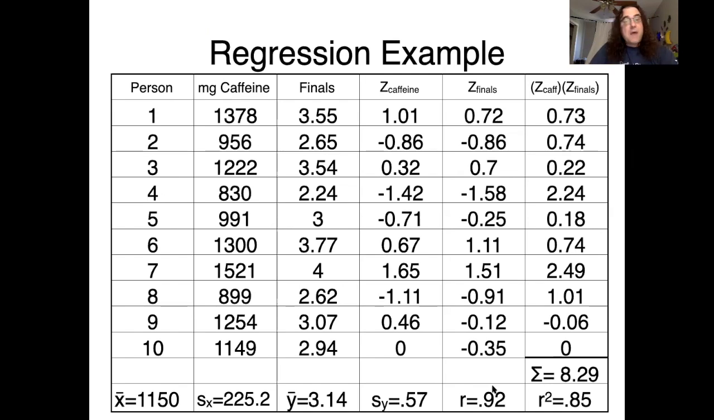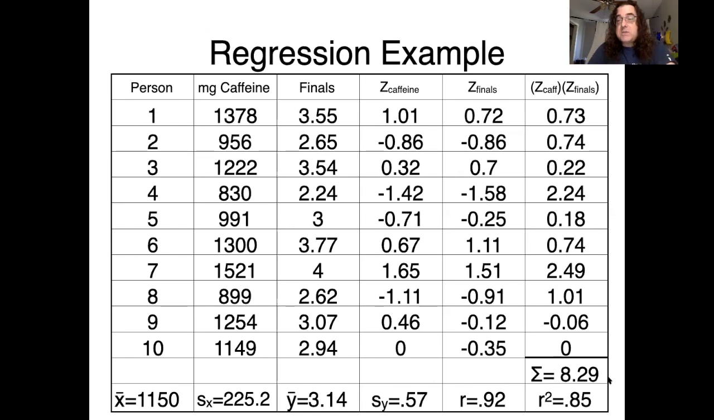This is obviously fake and made up data, so there might be a reason for that. We probably wouldn't get anything like this out of real life, but that's how it turned out for this set. And by the way, our coefficient of determination is 0.85, which means 85% of the reason why somebody might drink more or less caffeine than another person happens to have to do with how many finals they take. All right. So there we go.